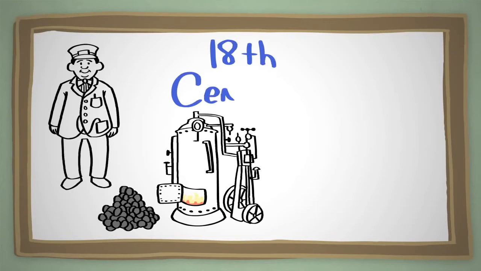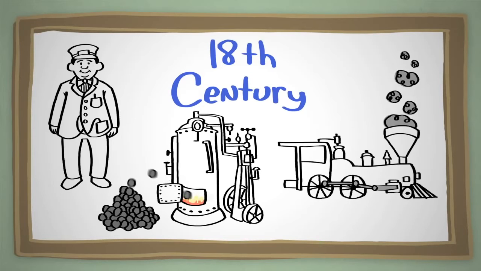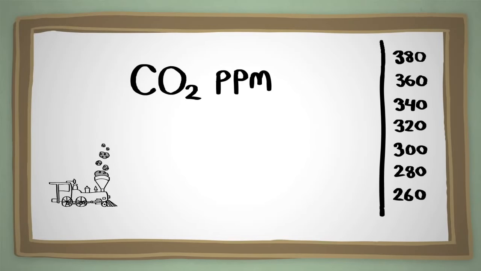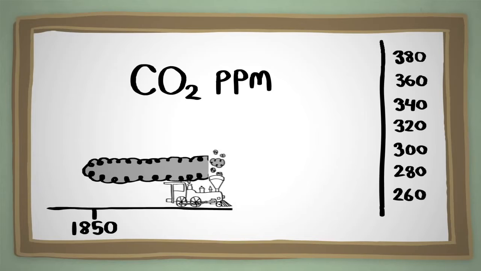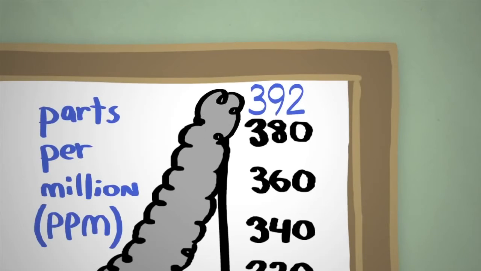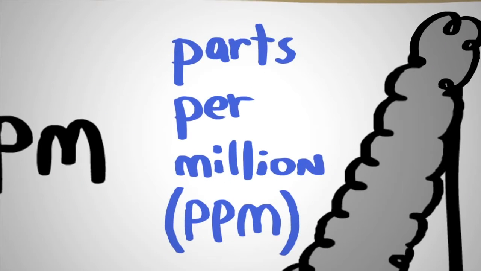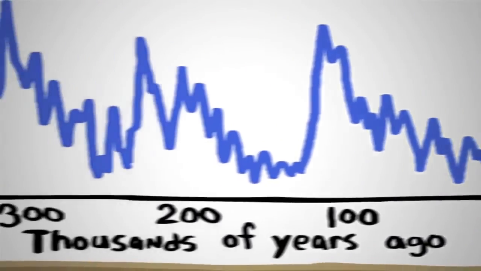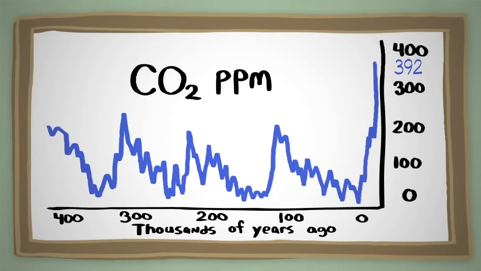Back in the 18th century, people started burning coal to power a new invention, steam engines. But here's something curious. Ever since steam engines were widely used, starting in about 1850, the amount of carbon dioxide in the atmosphere began to climb. Today it stands at 392 parts per million. Parts per million is a special measurement scientists use. 392 is way more carbon dioxide than we've had for many thousands of years, and the number continues to rise.